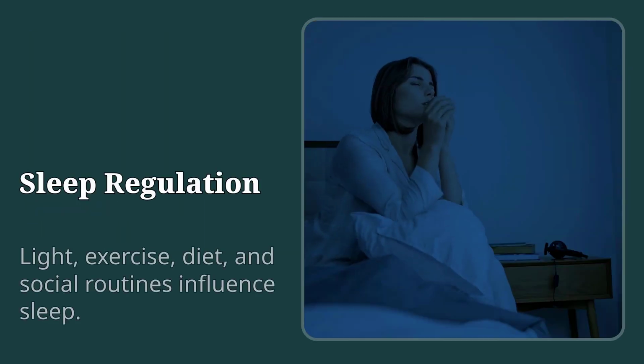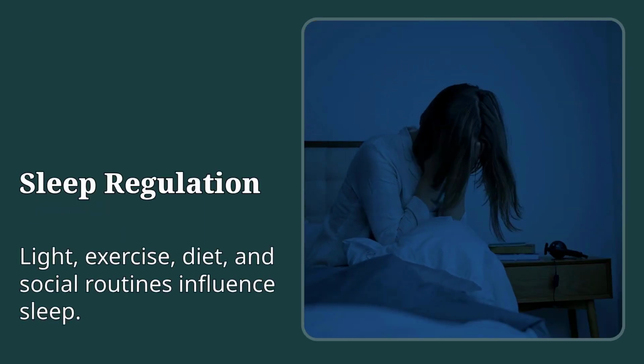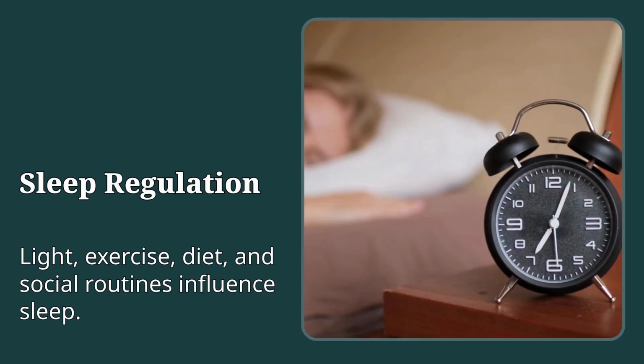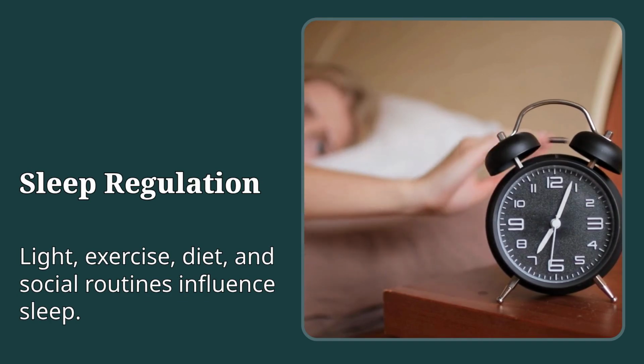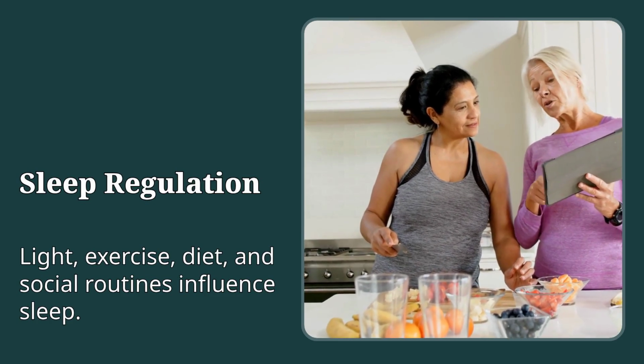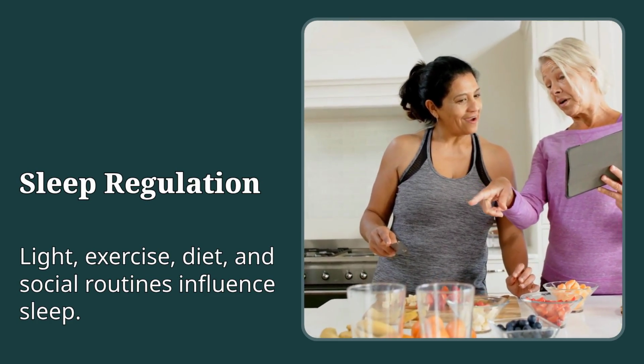Sleep is regulated by two interacting systems. The homeostatic process builds sleep pressure the longer we stay awake. The circadian rhythm, controlled by the brain's internal clock, regulates sleep timing. Light exposure, exercise, diet, and social routines all influence this cycle.